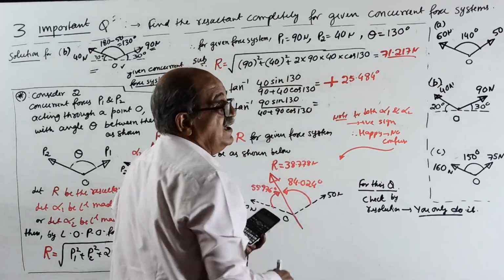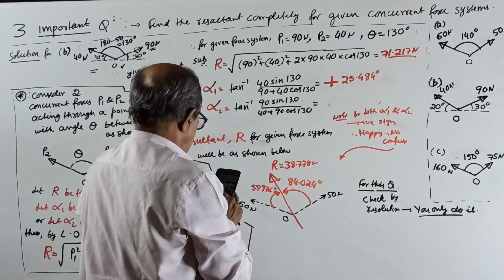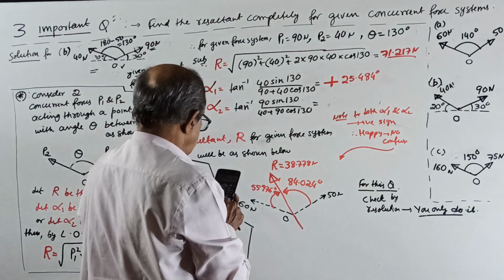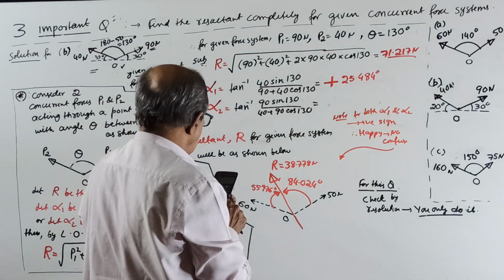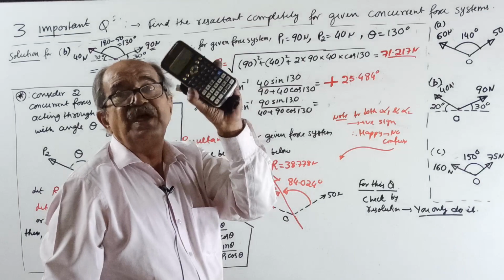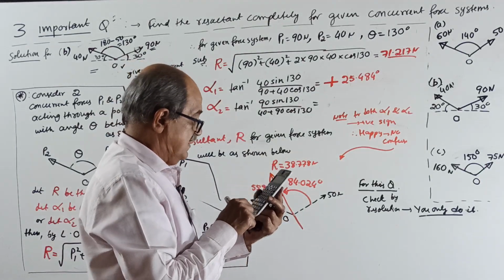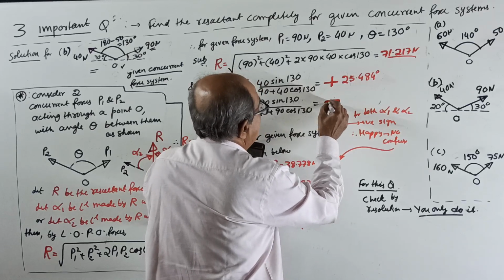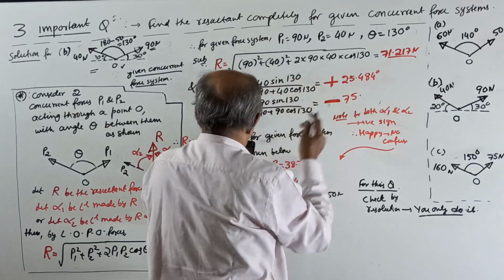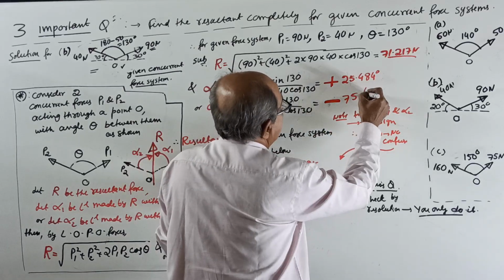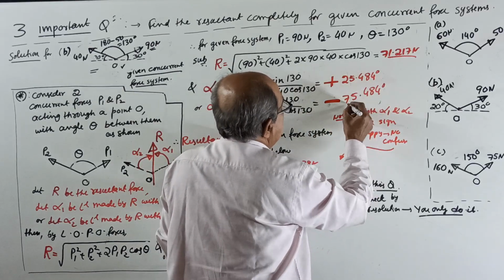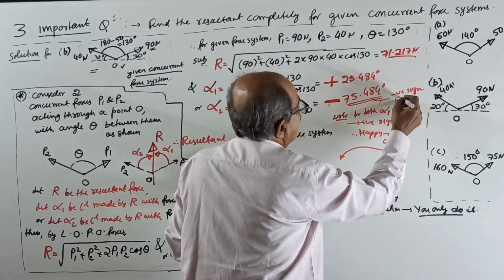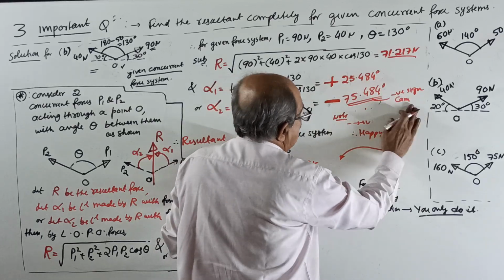Actually, one is sufficient; this is only curiosity. Okay, 90 into sine 130 divided by bracket 40 plus 90 into cos 130. When I calculate, a negative sign is coming. When I put shift tan inverse, the answer shows minus 75.484 degrees. See, minus, very important. Make a big note here. A negative sign came.